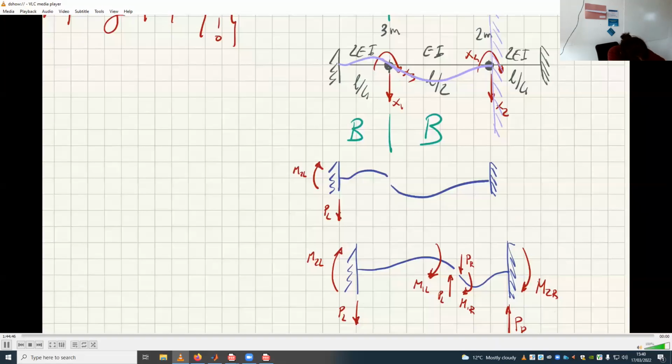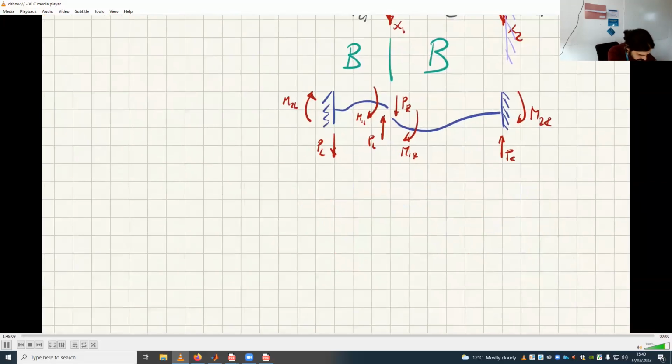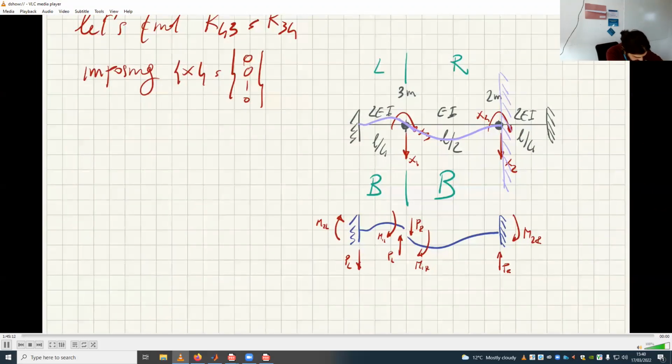PL, PL, M1L. And then I have PR, M1R, PR, M2R, and I can get rid of these. And now K43 is this. And this is M2R.